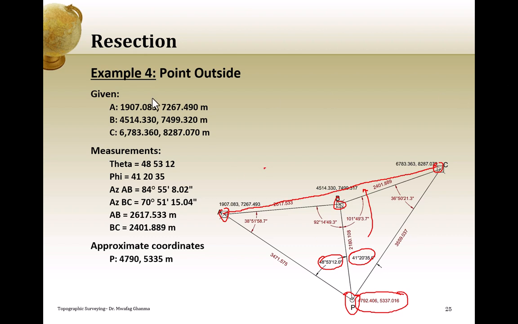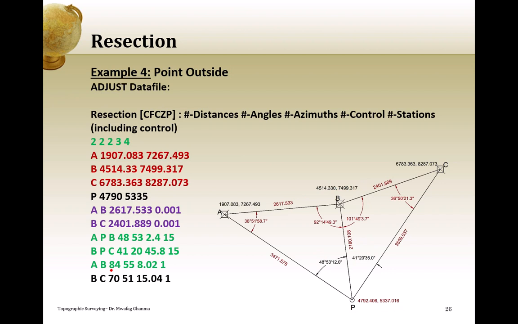In this example, we are given the coordinates of the 3 control points. We have measured theta and phi, which are 48 and 41, these 2 angles. And then we have the azimuths and we have the 2 distances, and these are the approximate coordinates. We assume that we have 2 distances that we measured, and it is plus minus 0.001, which means 1 millimeter, which means this is a very well known distance. When we give it a small standard deviation, that means it's almost a known distance without any errors, only 1 millimeter plus minus.